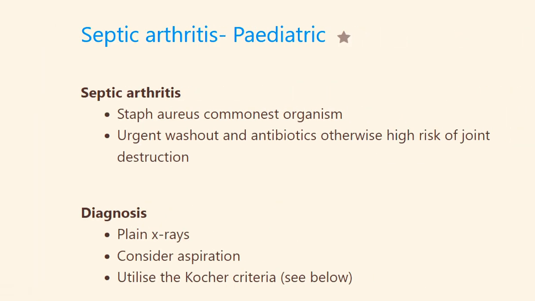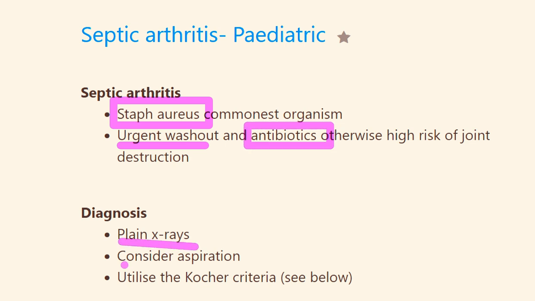Now see the septic arthritis. Septic arthritis is usually caused by Staphylococcus aureus, and it usually occurs in school-going children. Urgent washout is sometimes required, but first line treatment is the antibiotic. What is the diagnosis? Diagnosis is by plain X-ray, sometimes aspiration, and utilizing the Kocher criteria.